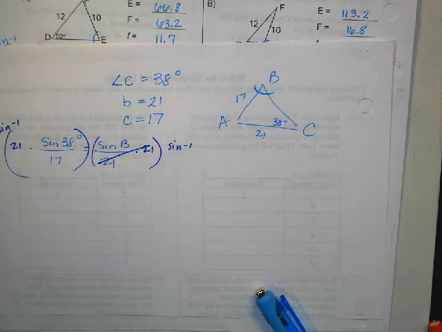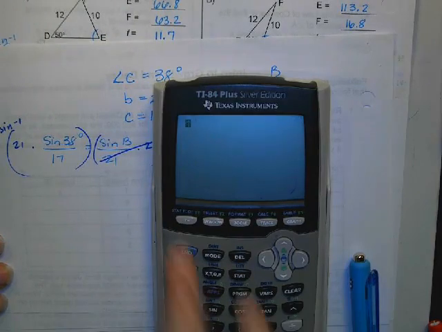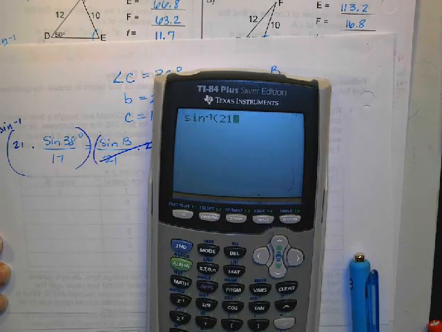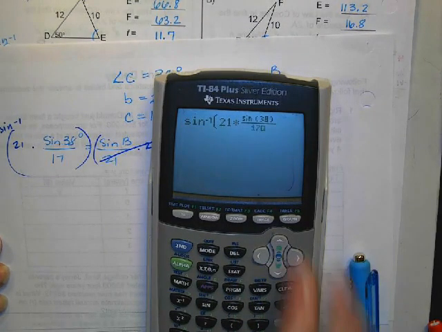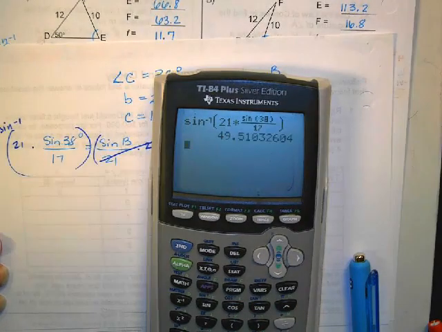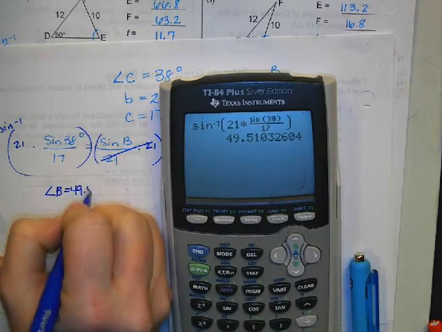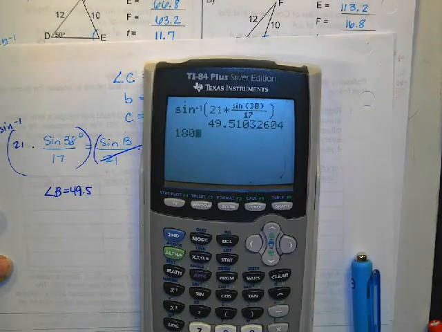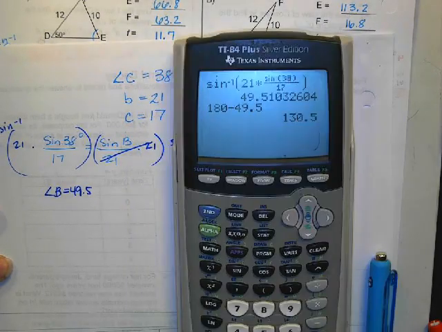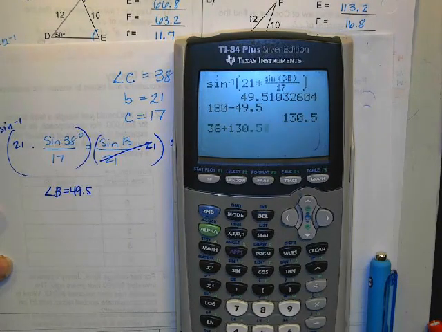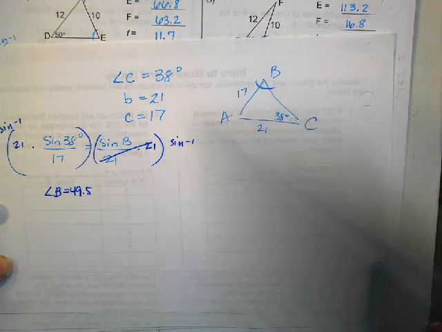All right, so if I put this in my calculator, it just keeps saying there's something wrong with it. I should probably start doing it like that. That would make it a lot easier to see. Okay, so I got angle B to be 49.5. So if I do 180 minus 49.5, that would be 130.5, and my original angle was 38. That's less than 180, which means there's 2 triangles right here.